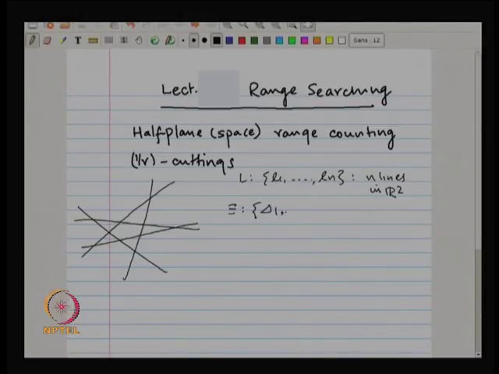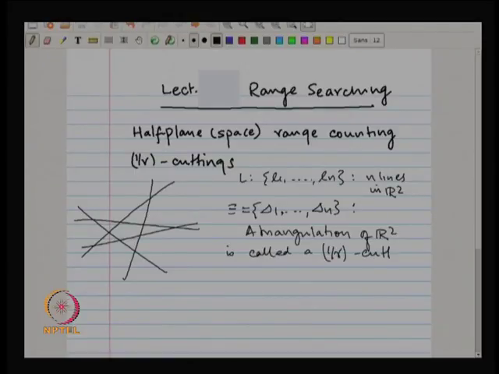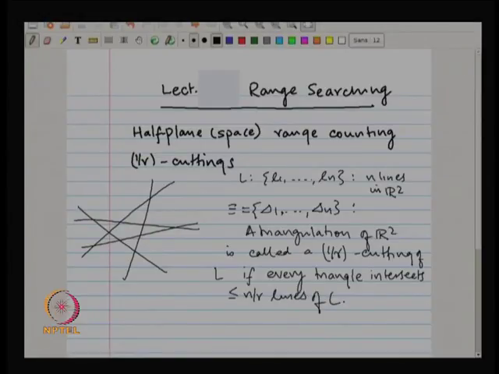A 1 over r cutting: you have a triangulation, and a triangulation is called a 1 over r cutting of L if every triangle intersects at most n over r lines of L.